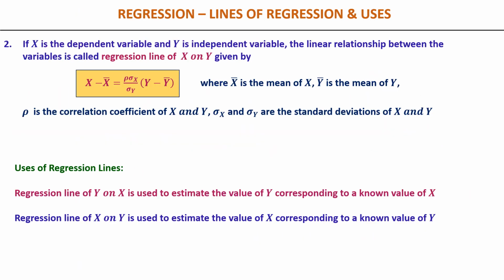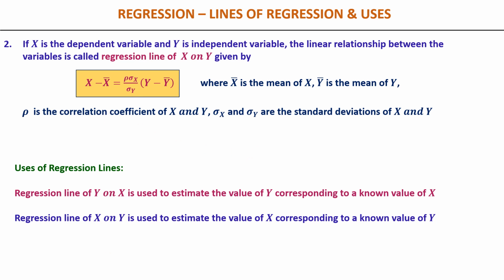As you rightly guessed, the second line of regression is called the regression line of x on y. And that is given by x minus x bar equal to rho times sigma x by sigma y into y minus y bar, where all of them mean the same. X bar, y bar denote the means of x and y respectively. Rho is the correlation coefficient between x and y. Sigma x and sigma y both represent the standard deviations of x and y respectively.